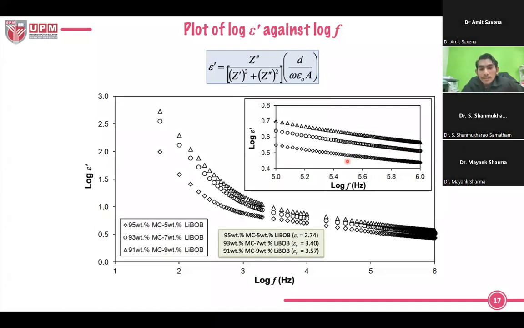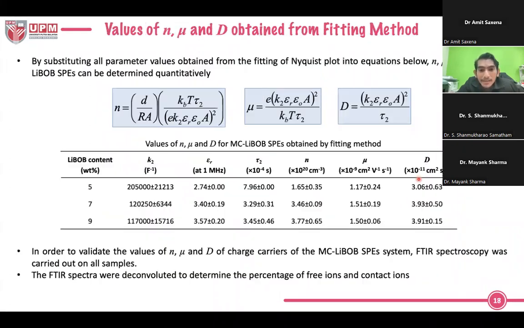As mentioned by Prof. Arof yesterday, to plot permittivity against frequency, we must plot log frequency so that we can see that at high frequency, the dielectric is almost constant. If you can see here, we take the dielectric constant of each material at log frequency of 6, or we can say at 1 megahertz. So this is the value obtained from the fit and the corresponding dielectric constant of each sample.